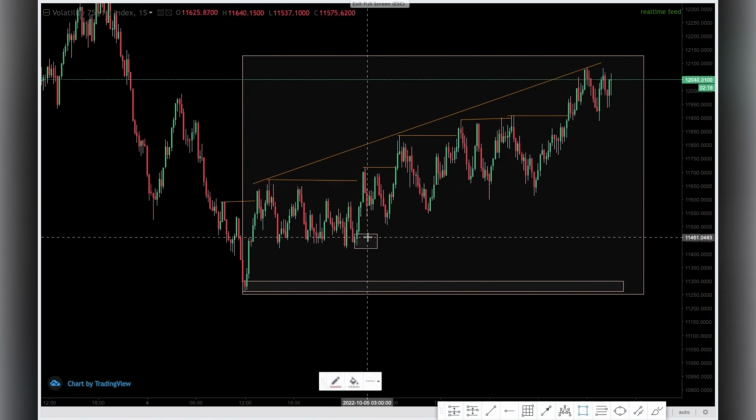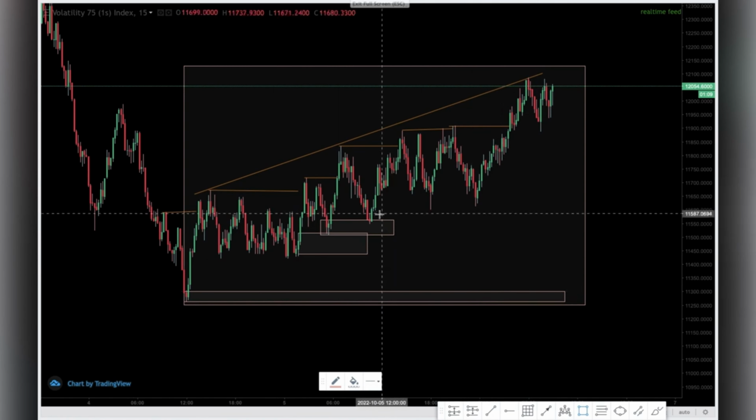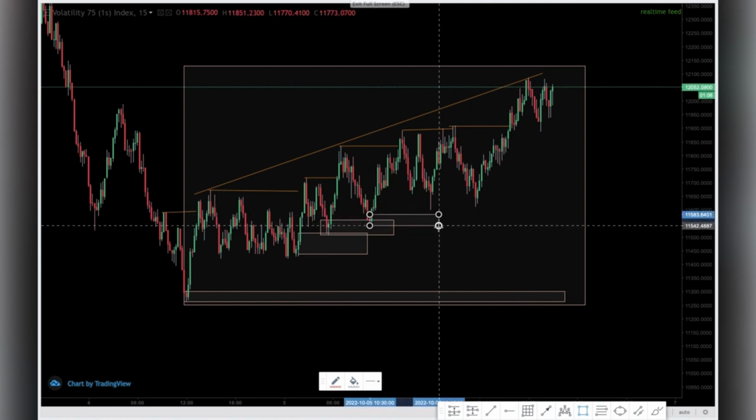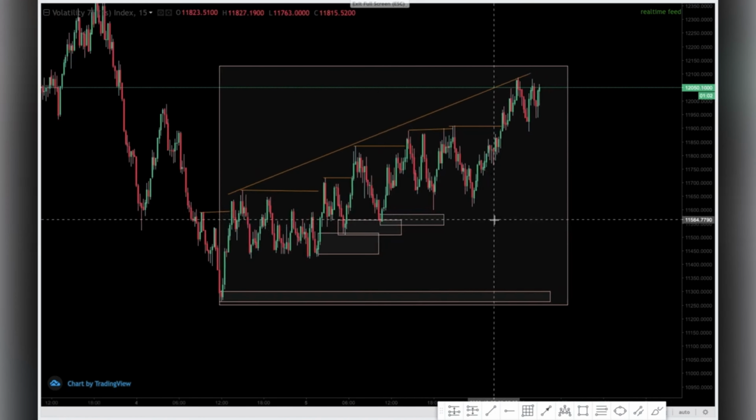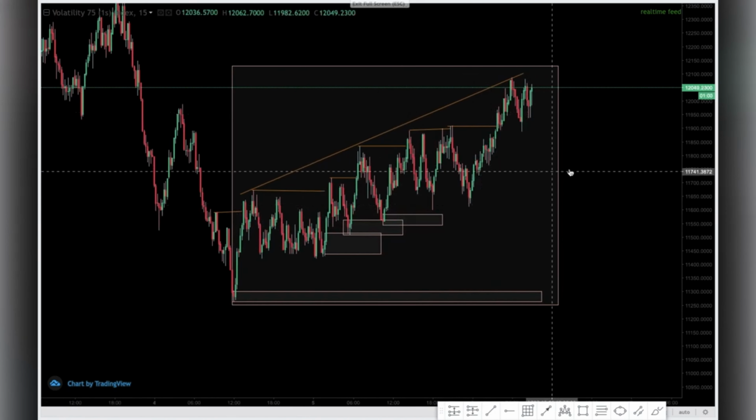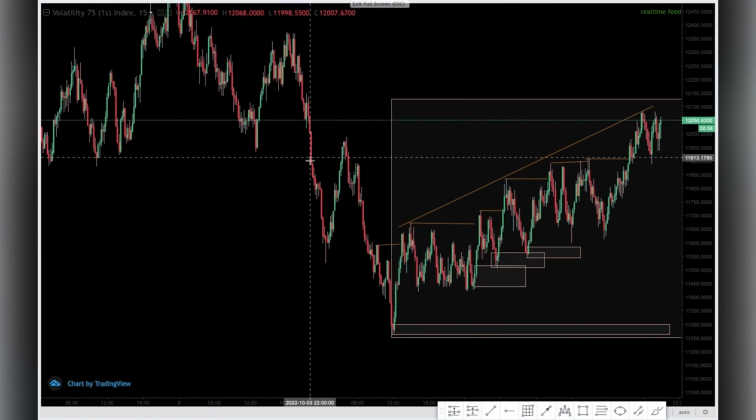You see there, this is another order block, a bullish order block. The last bearish candle before the bullish impulse that broke the structure. This is another order block, and so on and so forth. We can see they are all very clear. Order blocks are very simple.